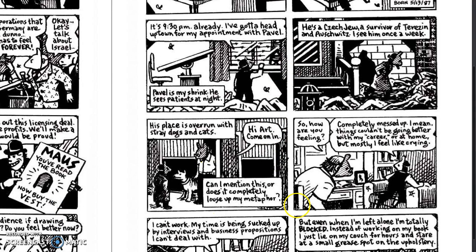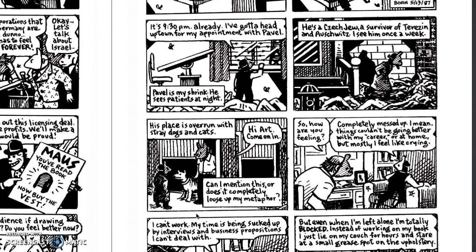And we've talked about this scene here where it says, can I mention this, or does it completely louse up my metaphor? So this is Spiegelman kind of poking fun at himself and saying that the metaphor is not rigid, of course, because he stuffs it up if he says that the psychiatrist, who's a cat, has stray cats and dogs.